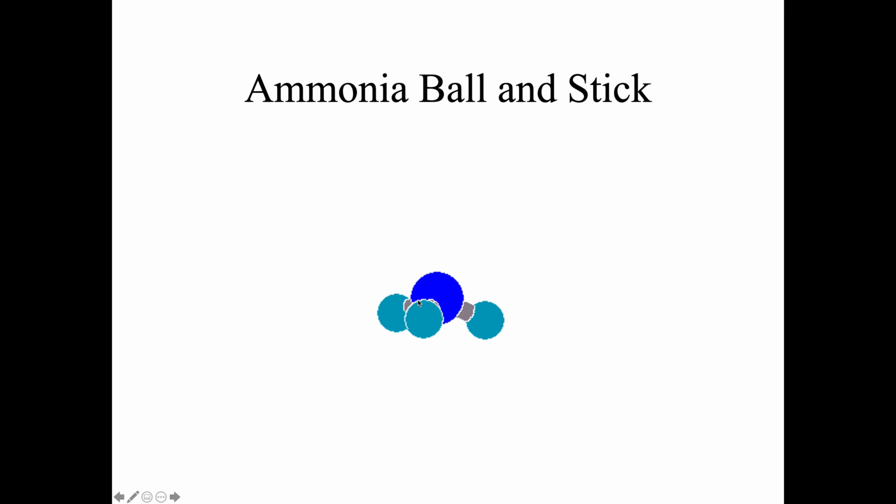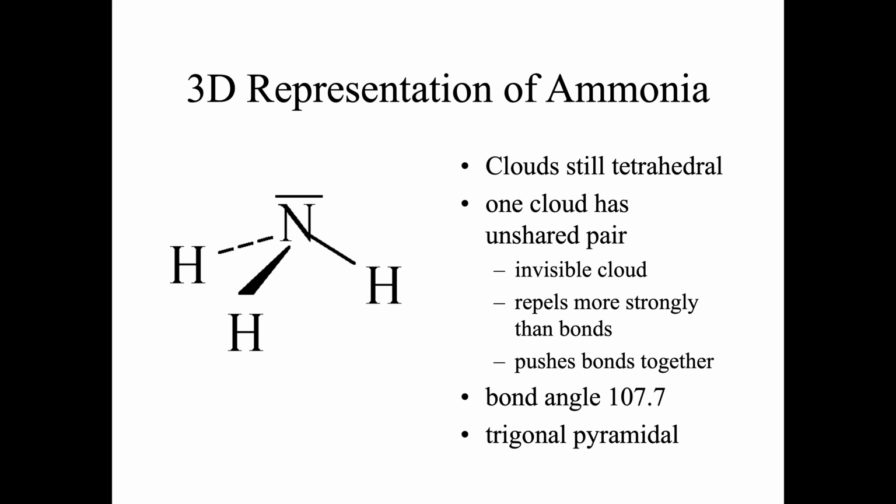Now you can think of an unshared pair, that's the ball and stick, as an invisible cloud. This pair of electrons repels and pushes these guys away, but there's no atom there. So it kind of looks like if you took a tetrahedron and cut the top off. And this is called trigonal pyramidal. You don't need to know the bond angle.